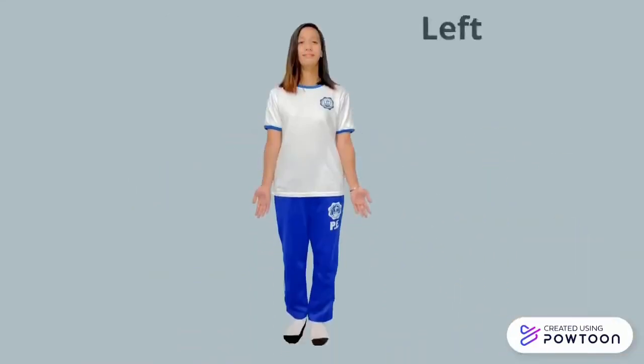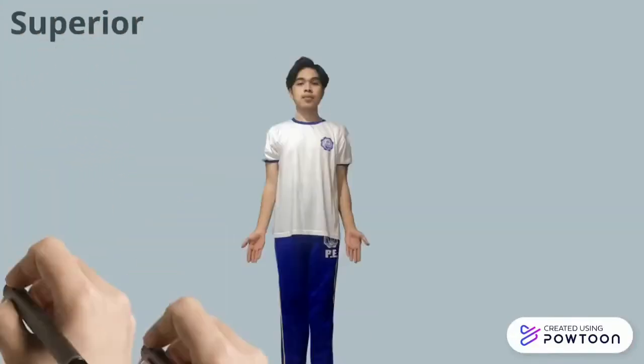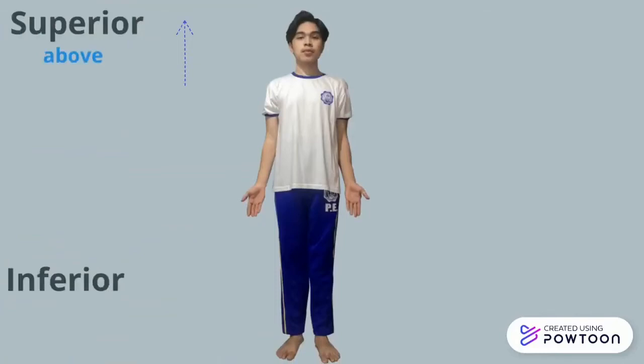Okay, let's now proceed to directional terms. First, the left and right. Referring to the left and right side of the body in the anatomical position, the left hand and the right hand. As we look on the picture, this is the left side and this is the right side. Next, superior and inferior. Superior means above, towards the upper part of the structure. Inferior means below, towards the feet or lower part of a structure.